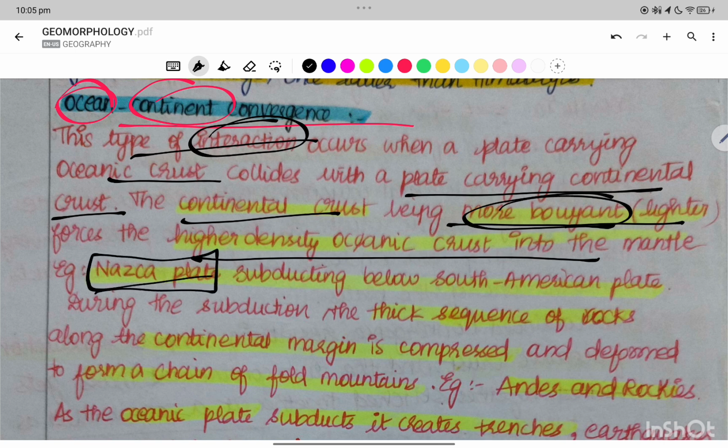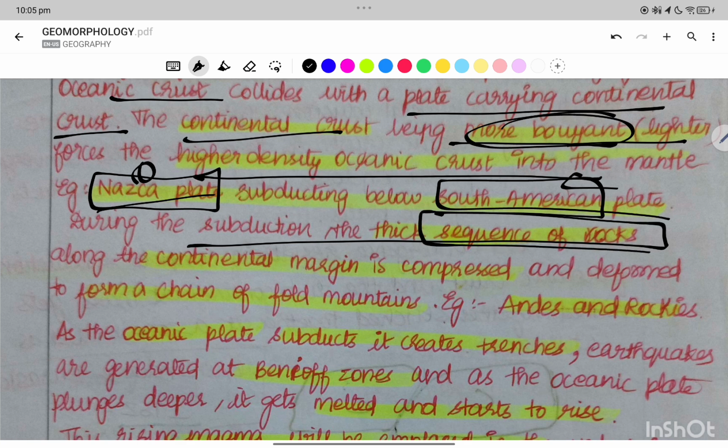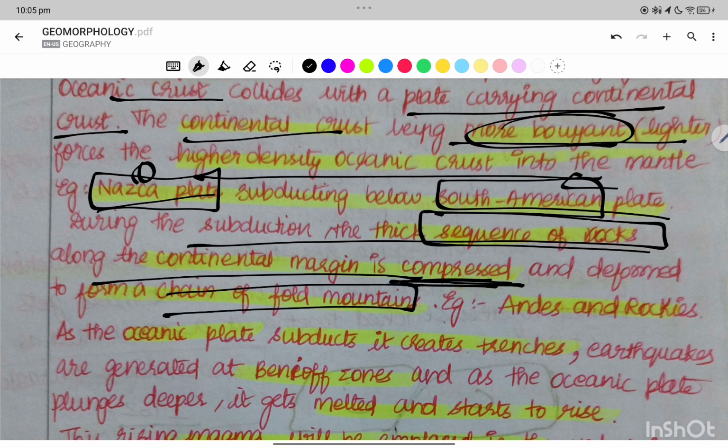Example, the Nazca plate and then the South American plate. Subsiding below the South American plate, oceanic continental. During the subduction, the thick sequence of the rocks along the continental margin is compressed. The rocks along the continental margin undergo compression and deform to form a chain of fold mountains. Example, Andes and Rockies.